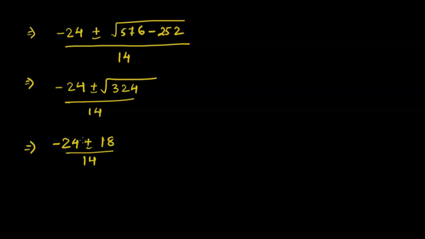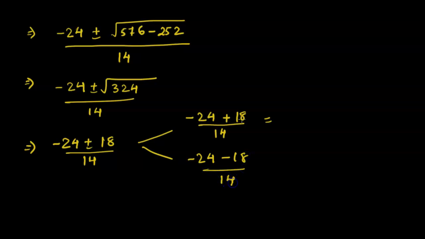Now what is the meaning of this plus or minus sign? This means we get two values, one with the plus sign and one with the minus sign. So we separate this out: negative 24 plus 18 divided by 14, and the other one is negative 24 minus 18 divided by 14. Negative 24 plus 18 gives us negative 6 over 14, and negative 24 minus 18 divided by 14 gives us negative 42 divided by 14. This gives us negative 0.43 if we round it to 2 decimal places, and this one gives us negative 3.